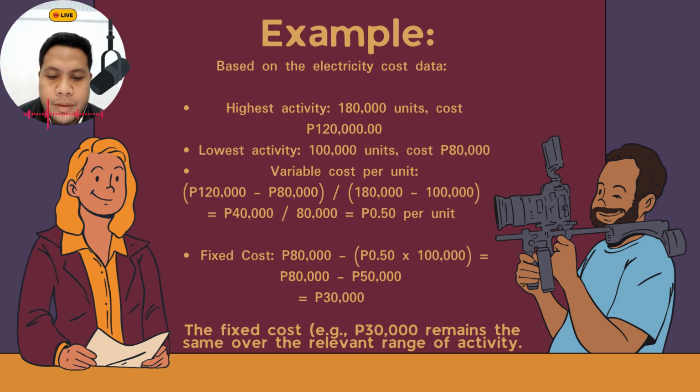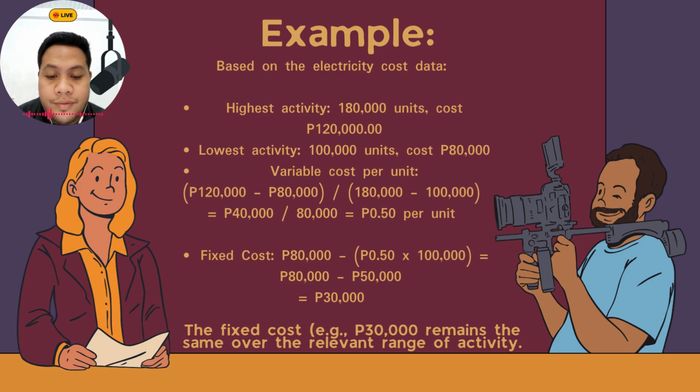For example, based on the electricity cost data, to get the variable cost per unit, get the difference in total cost using the given figures. The difference in total cost is 40,000 pesos, then divide it by the difference in activity levels, which is 80,000 units. So, the variable cost per unit is 50 cents.